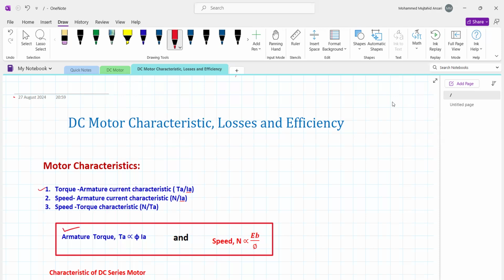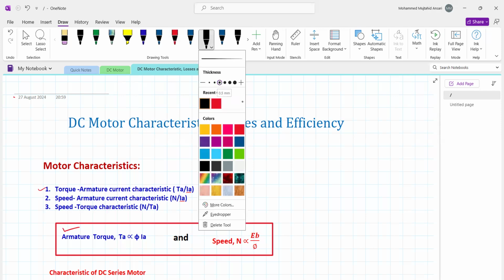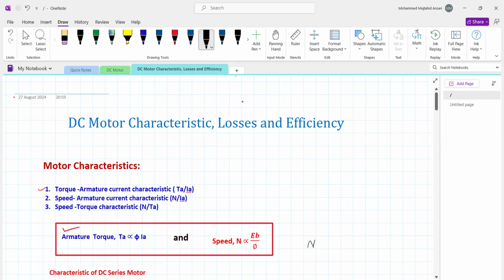So speed N is directly proportional to back EMF, so it is V minus IA RA, whereas the flux which is produced by the field winding, so we write as field winding current IF. This field winding current may be the series field current, may be the shunt field current, or it may be the combination of shunt and series for the DC compound motor.